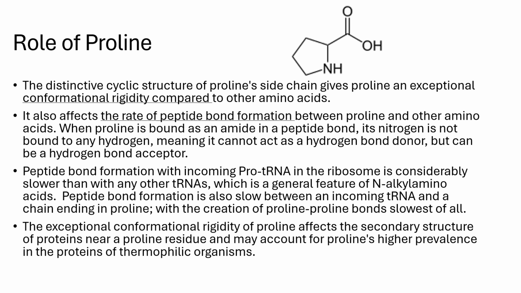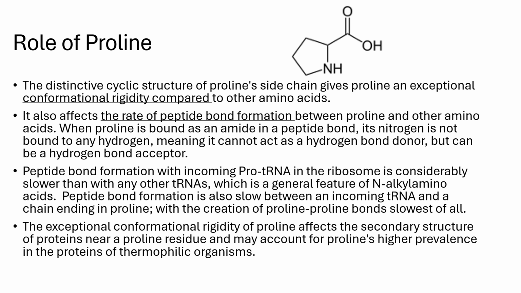So what is the role of proline, right? The distinctive cyclic structure of the proline side chain gives proline an exceptional conformational rigidity compared to other amino acids. It also affects the rate of peptide bond formation between proline and other amino acids. When proline is bound as an amide in a peptide bond, its nitrogen is not bound to any hydrogen, meaning it cannot act as a hydrogen bond donor, but a hydrogen bond acceptor, right?